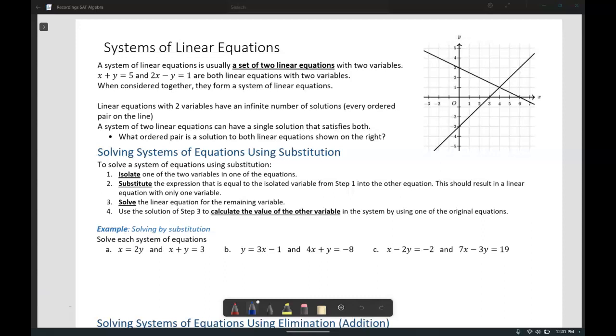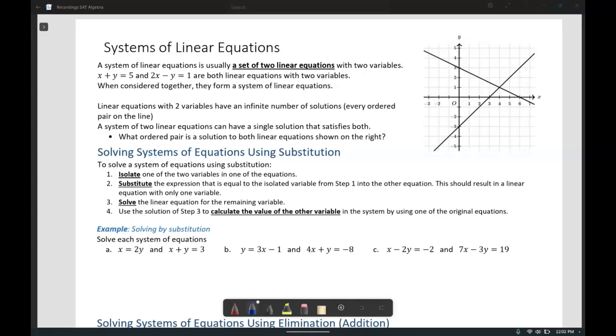Continuing with our next lesson, we're going to take a look at systems of linear equations. A system of linear equations is usually a set of two linear equations with two variables, but it can be more than that. It could also be more than two variables. So we have two linear equations listed here. When considered together, they form a system of linear equations.